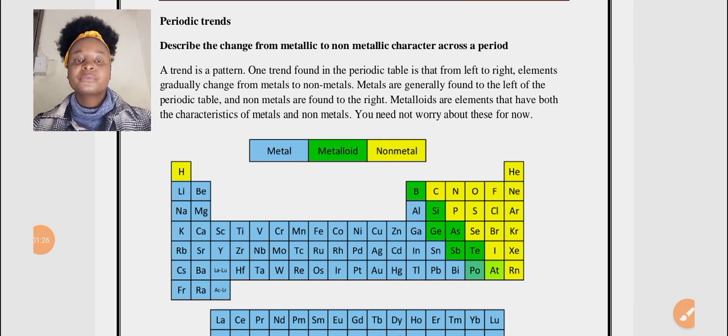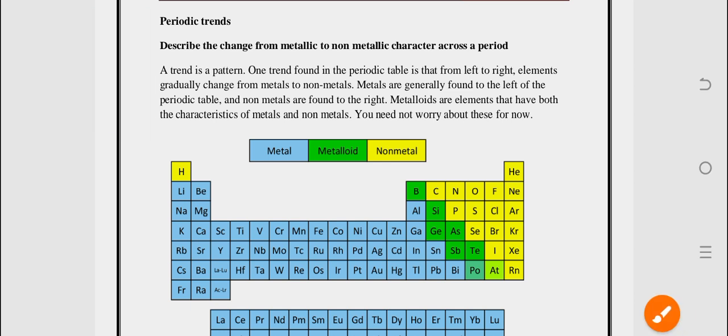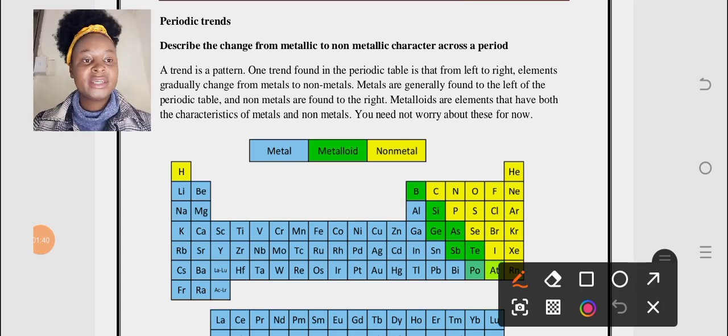Now we need to be able to describe the change from metallic to non-metallic character across the periodic table. I'm sure you can see I have blue color for metals. I've got green for metalloids. Metalloid simply means you are in between. You are not a metal, neither are you a non-metal, so you are in between, right?